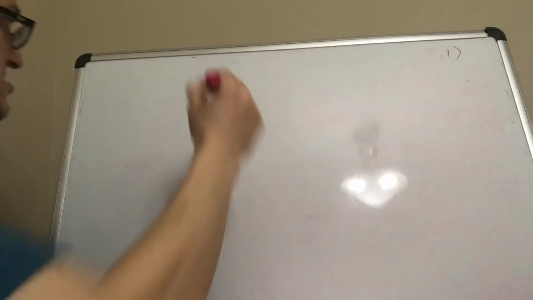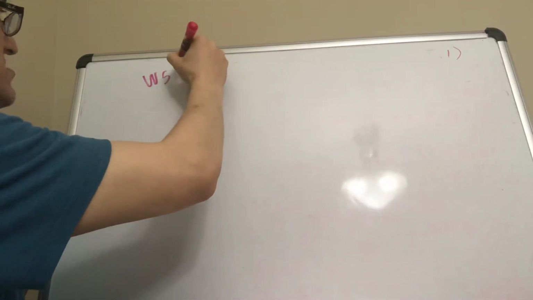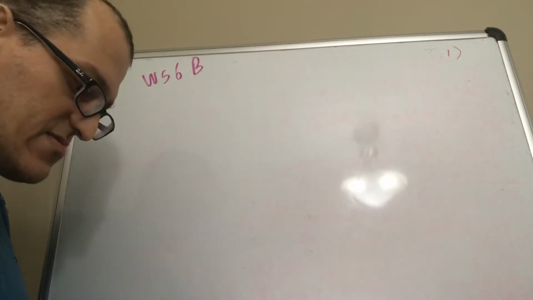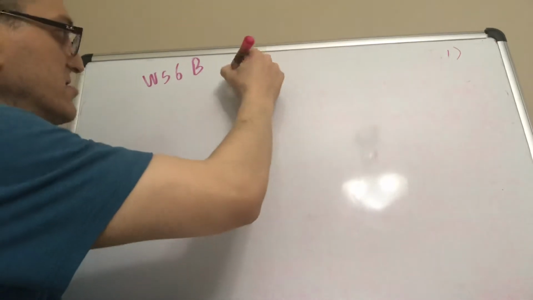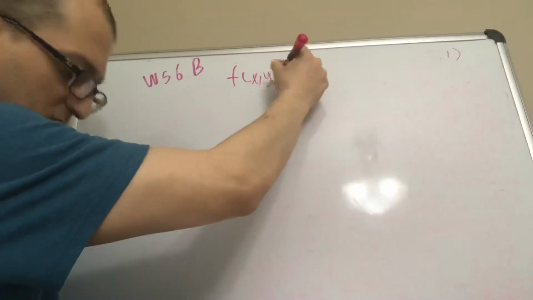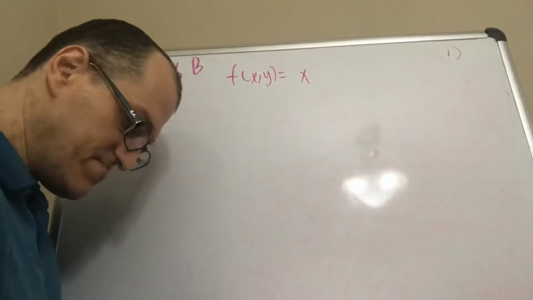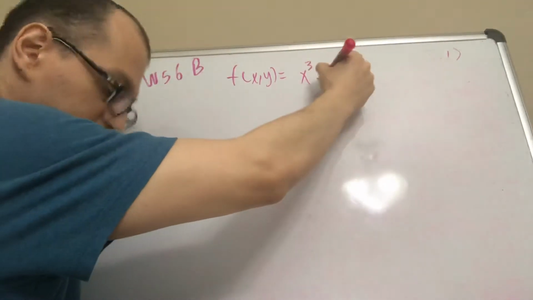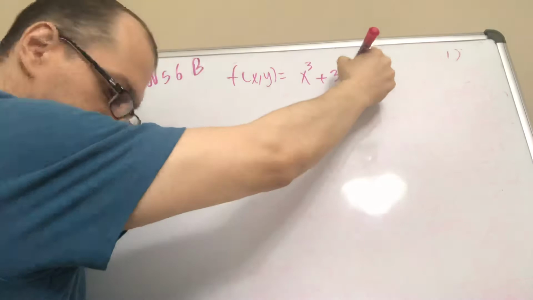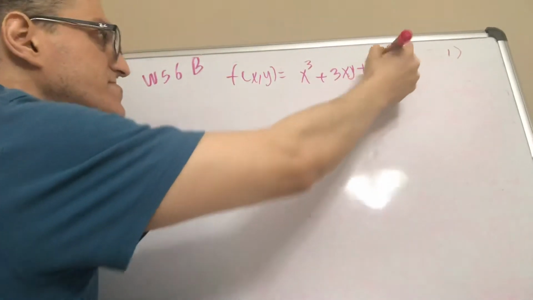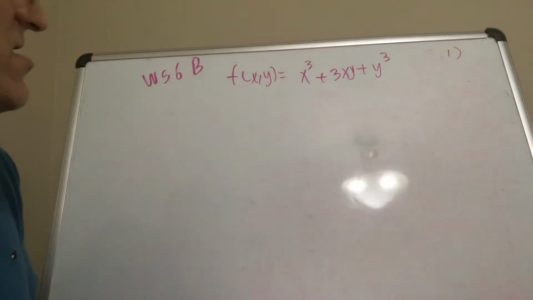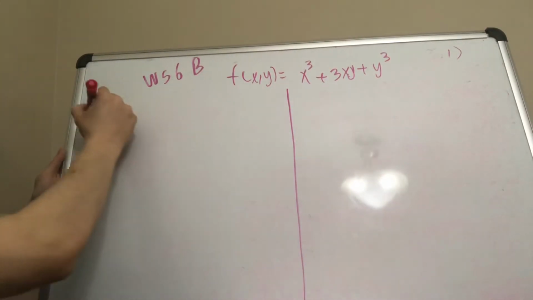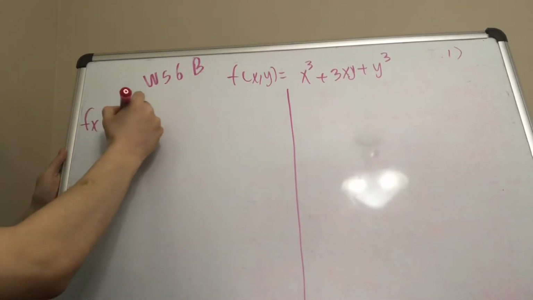The last question in worksheet 6b: find the relative max, relative min, or saddle point of f(x, y) = x cubed plus 3xy plus y cubed. Okay, I told you, you need to find the derivative with respect to x.